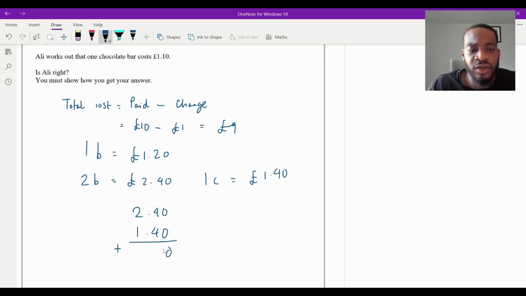That's just going to be 0. That's going to be an 8. That's going to be a 3. It cost him £3.80 for the 2 bottles of juice and the crisp, right?